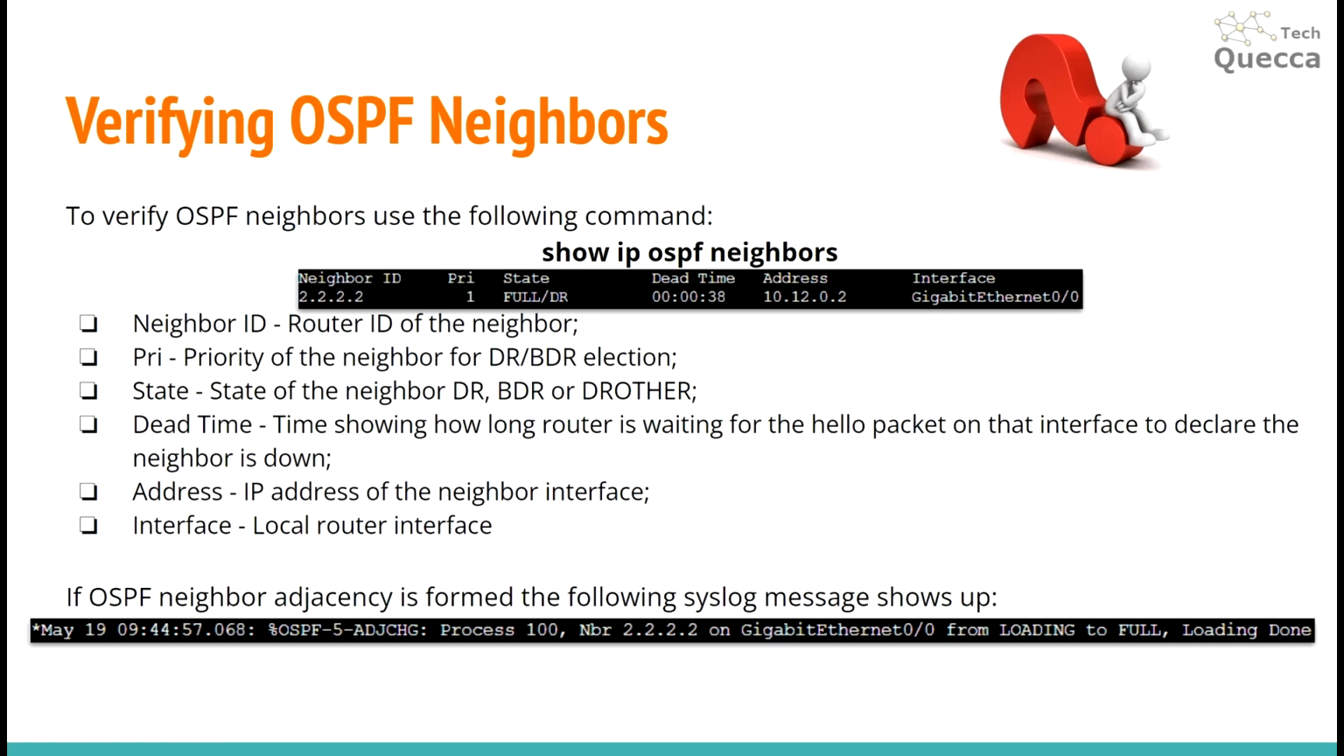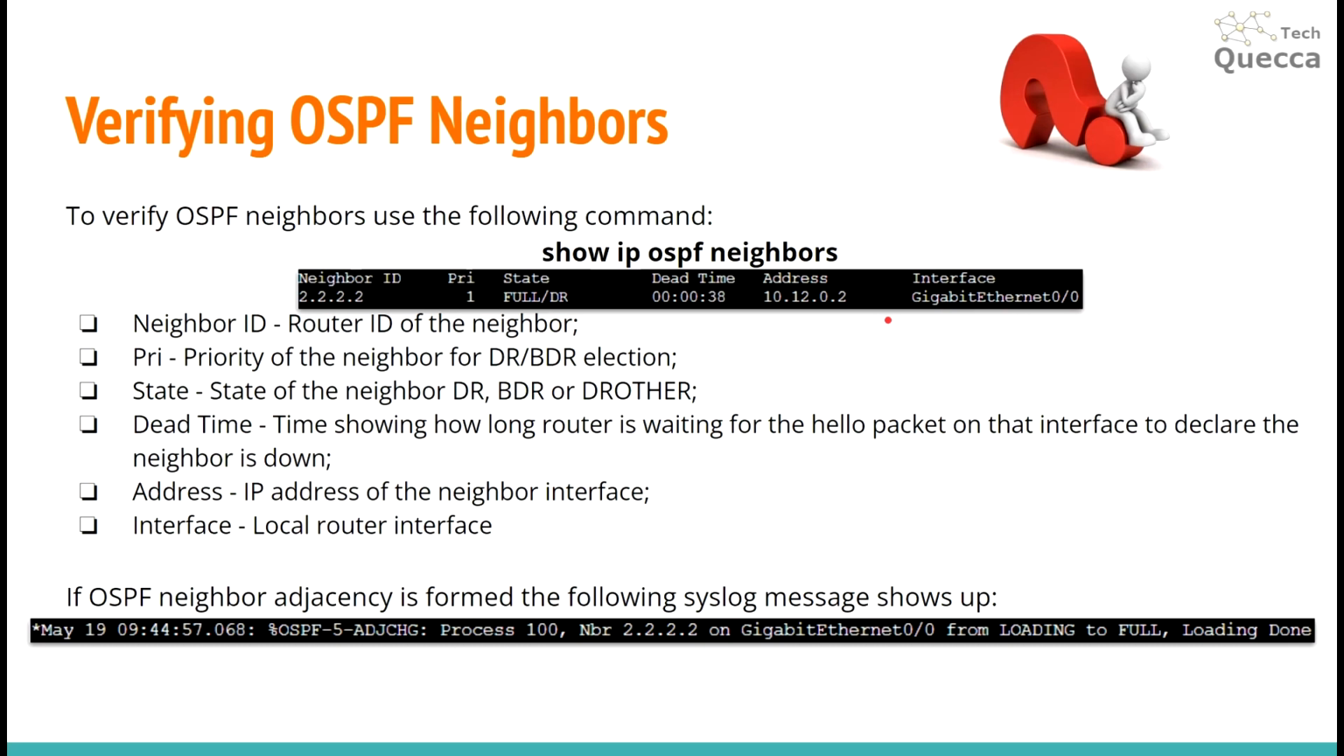To verify if routers have formed an OSPF neighbor relationship, you can enter the command show ip ospf neighbors, and then you will see this kind of output, where under neighbor ID you can see the router ID of the neighbor, the priority of the neighbor, the state of the neighboring router, which can be DR, BDR or DROTHER, the dead time which shows how long the router is waiting for the hello packet on this interface to declare the neighbor down, the IP address on the interface of the neighbor, and the local router interface.